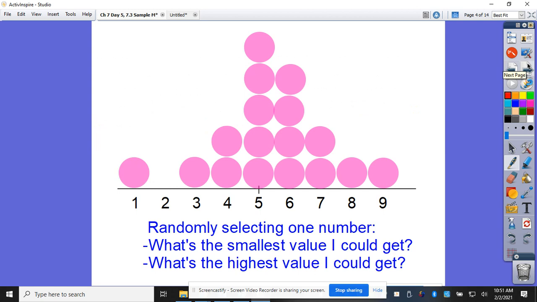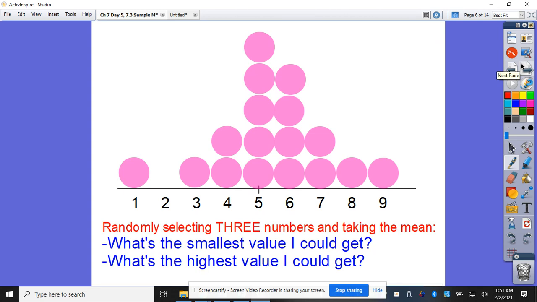All right, making sure we get the concept here. Basic graph. I've got different dots up there. All my dots are between 1 and 9. If I randomly select a dot, what's the lowest value that I could get? 1. What's the highest value I could get? 9. All right, so let's pretend I'm dealing with the exact same distribution, and now I am randomly selecting 3, and the value that I take is just the mean from those 3.